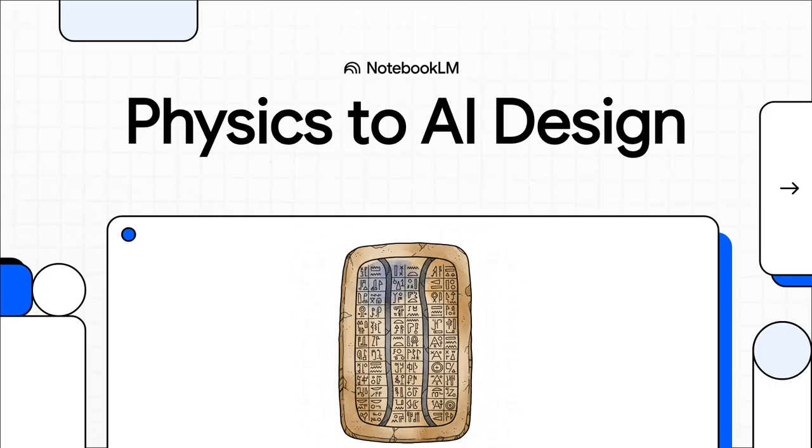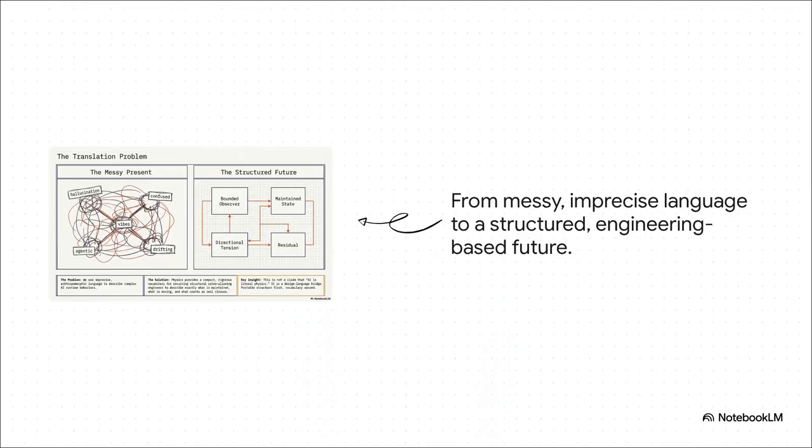So let's dive in. So take a look at this. On the left, that's pretty much where we are now, the messy present. We use these vague, anthropomorphic terms like hallucination or vibes to explain what's going on. But on the right, you can see a much more structured future. The idea here is to swap out that mess for clear, defined engineering parts, like a bounded observer or directional tension. This isn't just about new labels. It's a completely different way of thinking, moving from describing behavior to actually designing the system's core mechanics.